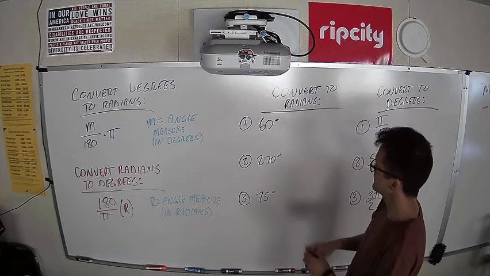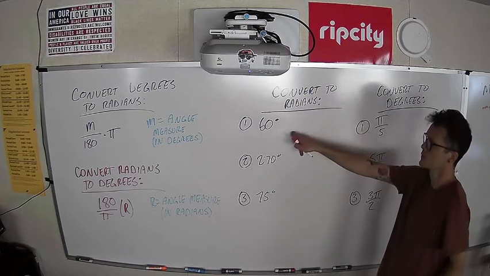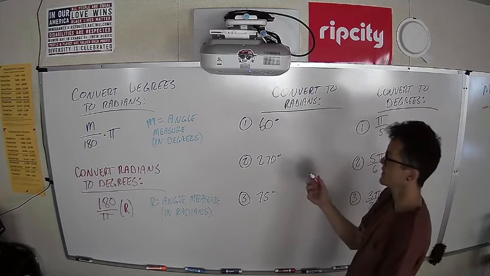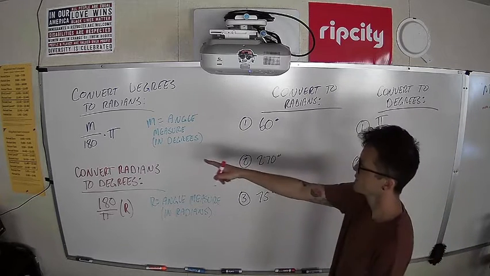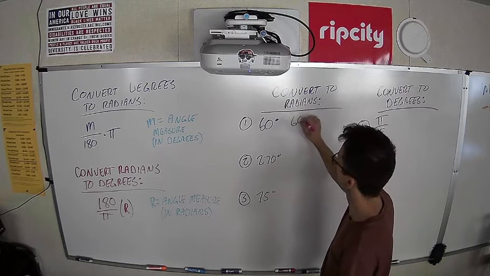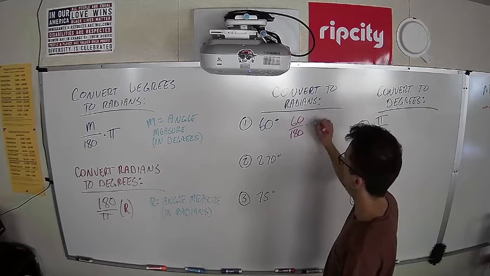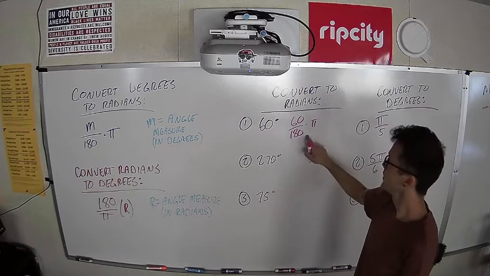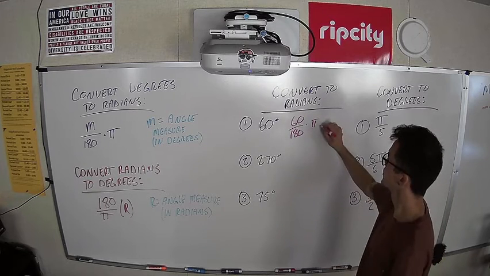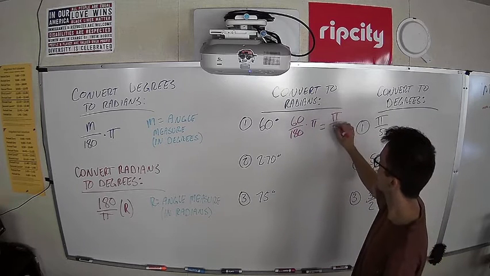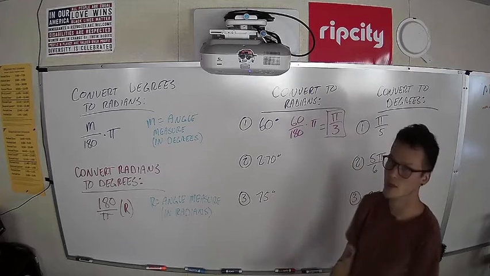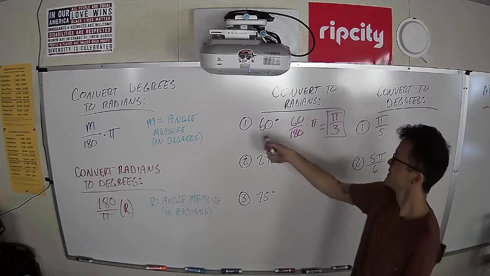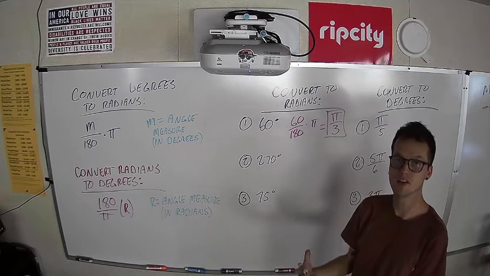Okay, our first one, we're converting these into radians. The first one is 60 degrees, but I want to see it in radians. So we're just going to do 60 divided by 180 times pi. 60 divided by 180 is 1/3. So we'd say that this thing here is pi over 3. Done. Pi over 3 radians is the same as 60 degrees, which matches up to the example that we just did.